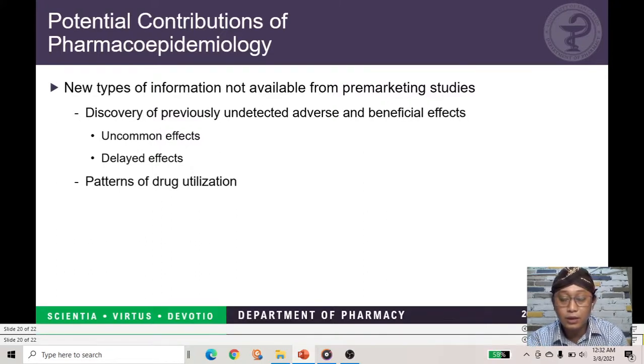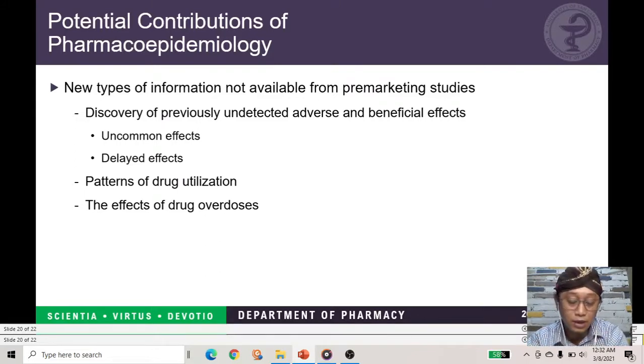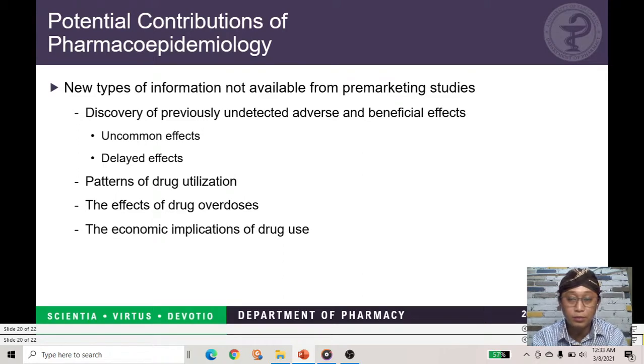So also we can study with pharmacoepidemiology the patterns of drug utilization and also drug overdoses, because in the clinical studies they usually use randomized clinical trials, and in these randomized clinical trials the dose is controlled, while when the drug enters the market, it's not easy to control the dose taken by the patient, so overdose can happen, and it can add more information. And also the economic implications of drug use, usually compared to other drugs with the same pharmacologic actions or the same chemical structure.